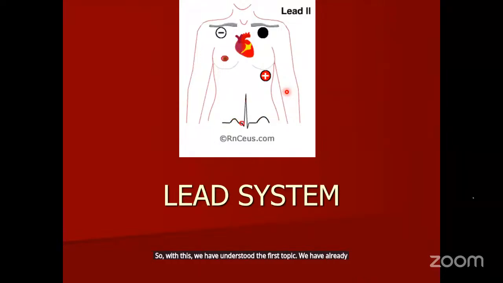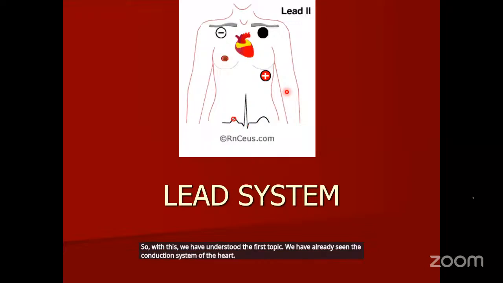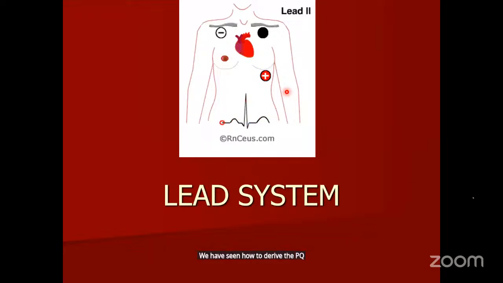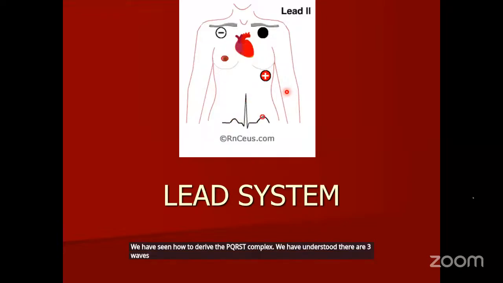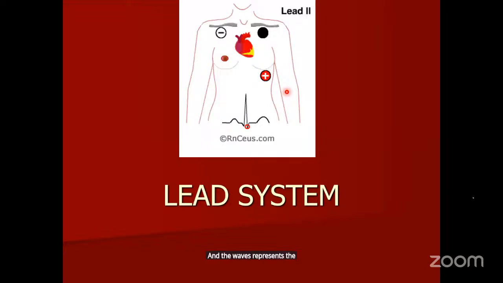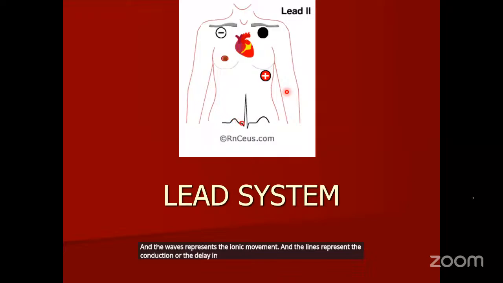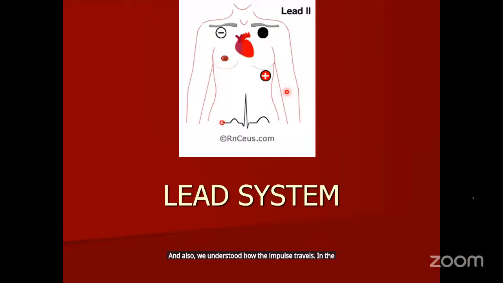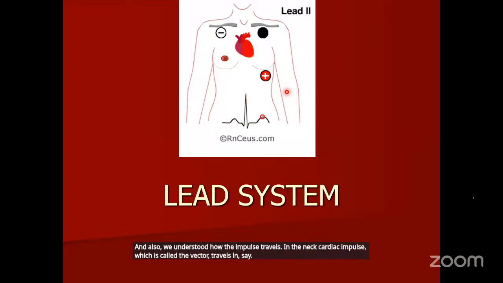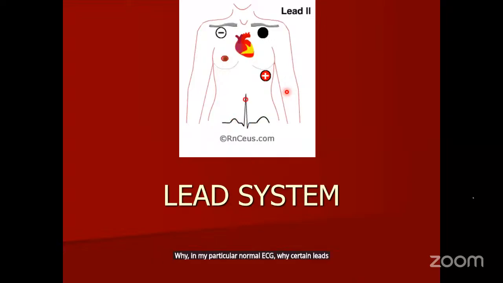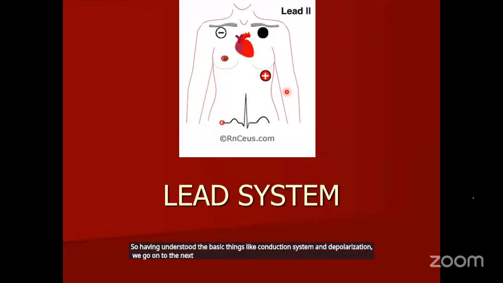We have already seen the conduction system of the heart. We have seen how to derive the PQRST complex. We have understood there are 3 waves and 3 lines, and the waves represent the ionic movement, and the lines represent the conduction or the delay in a particular area. And also we have understood how the net cardiac impulse, which is called the vector, travels inside the heart, and that explains why in my particular normal ECG, certain leads are positive, certain leads are negative. So having understood the basic things like conduction system and depolarization, we go on to the next topic, which is called the lead system of the heart.